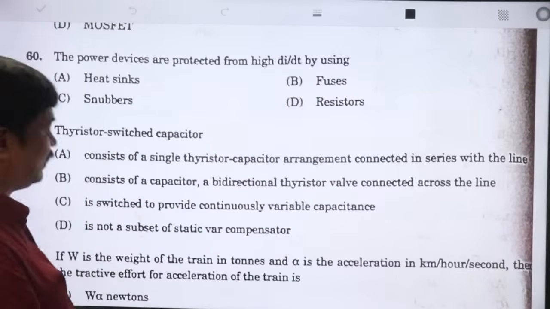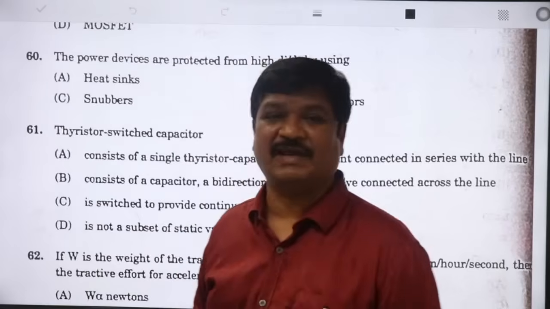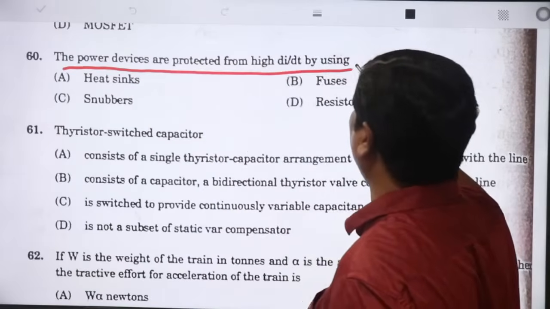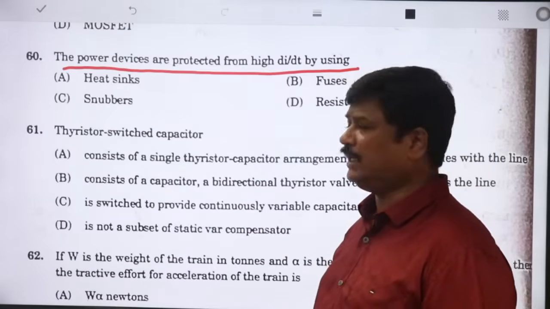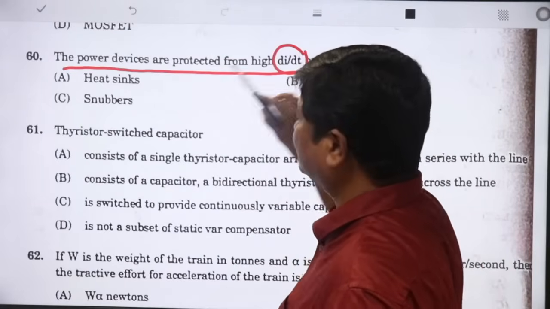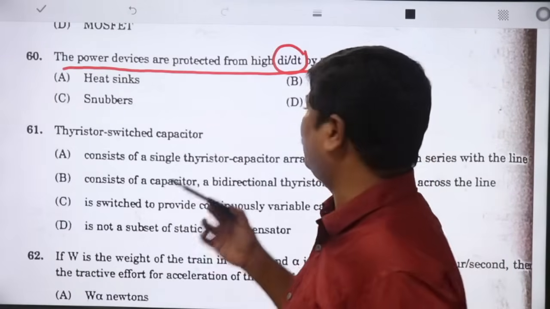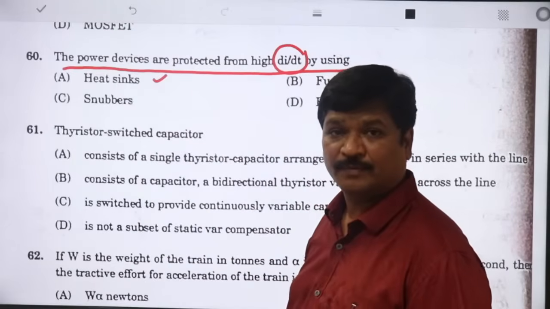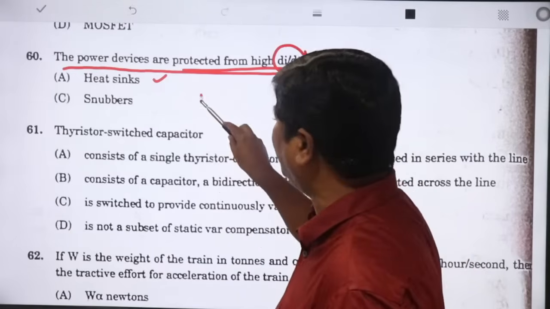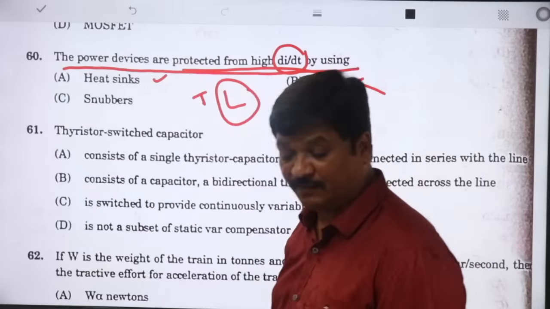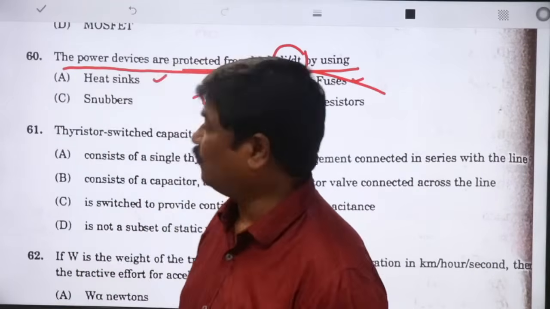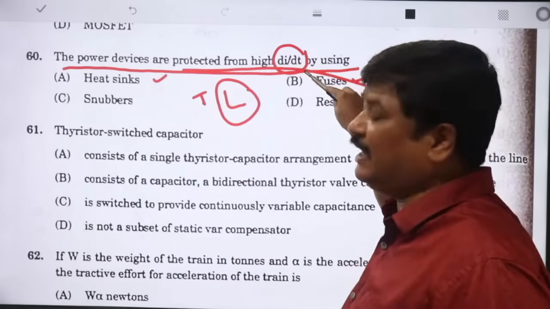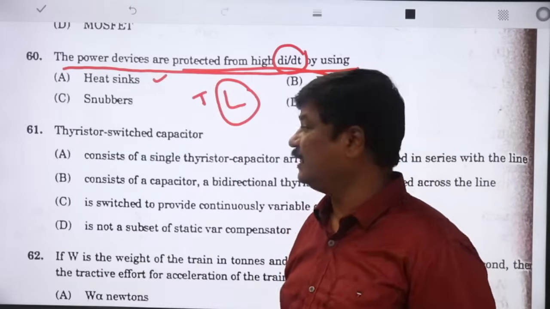This question, as per my knowledge, may be wrong. The option is not available. What option he will give, I don't know. The power devices are protected from high dI by dt. Actually, for high dV by dt, a snubber circuit may be suitable. For overcurrent, a fuse may be suitable. For overheating, heat sinks may be suitable. But here those options are not available. Actually the answer is an inductor. dI by dt protection is obtained with the help of an inductor. We have to see what answer they give. By typing mistake, if it is dV by dt, snubber may be the correct answer. But for di by dt, inductance is the correct answer.